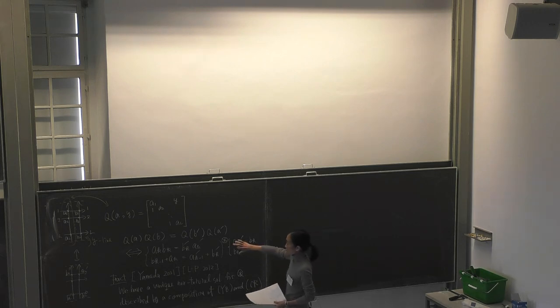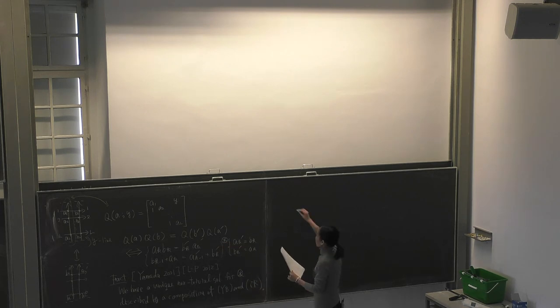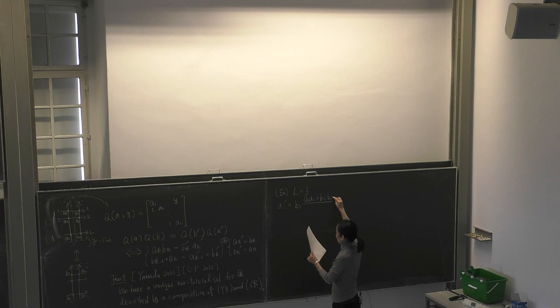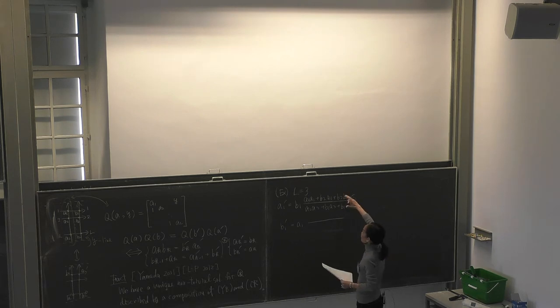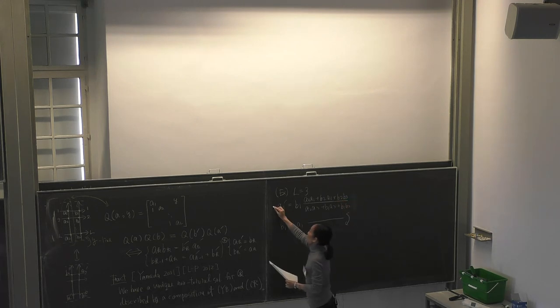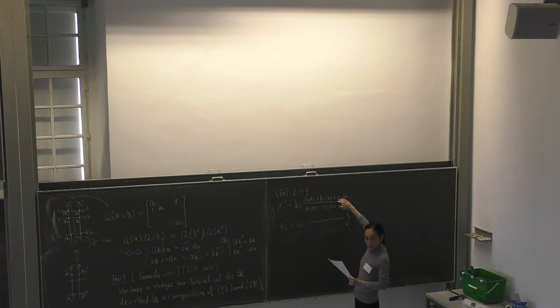In general this non-trivial solution is complicated, so I write only the case L is 3 today. In this case, for example, A1 prime is B1 times A3 A1 plus B2 A1 plus B2 B3, and in the denominator, A2 A3 plus B1 A3 plus B1 B2. And B1 prime is A1 times the interchanging of denominator and numerator, this one. We also have A2 and B2 by shifting the indices.